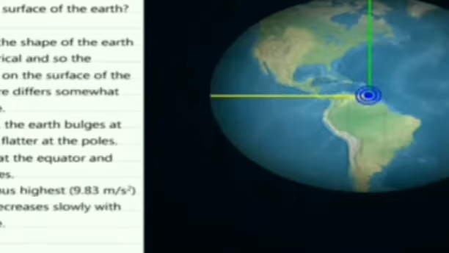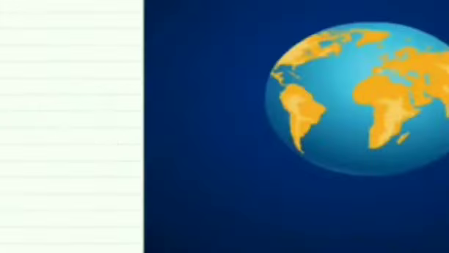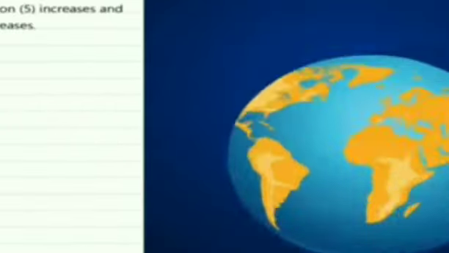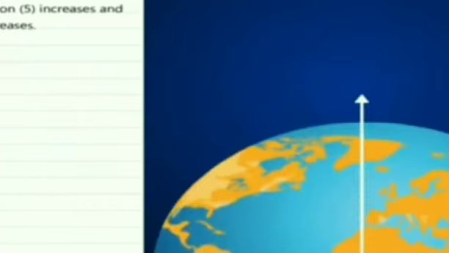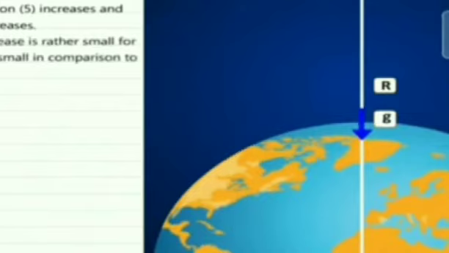The value of g is thus highest, 9.83 meter per second square, at the poles and decreases slowly with decreasing latitude. It is lowest, 9.78 meter per second square, at the equator. B. Change with height. As we go above the Earth's surface, the value of r in equation 5 increases and the value of g decreases. However, the decrease is rather small for heights which are small in comparison to the Earth's radius.